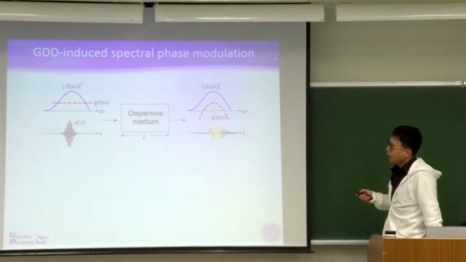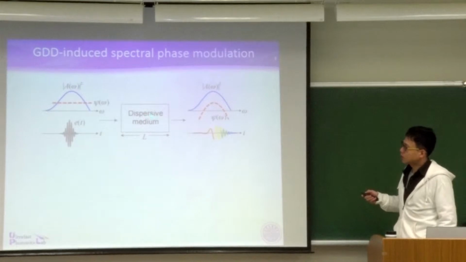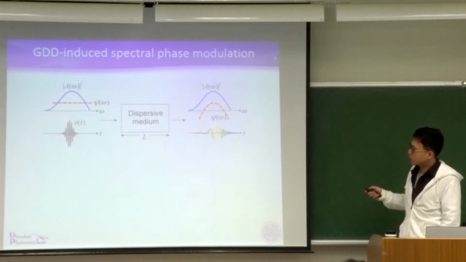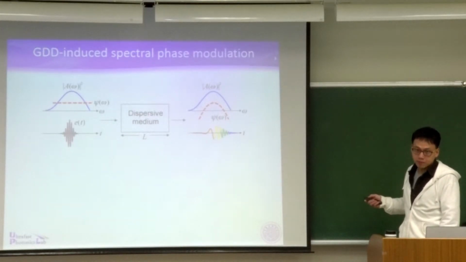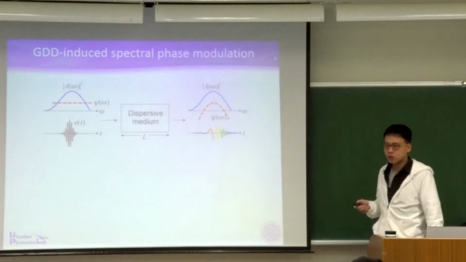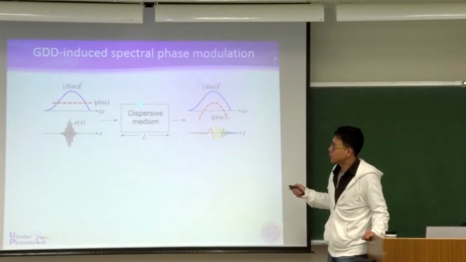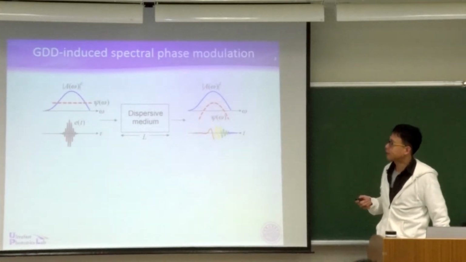After the pulse passes through a dispersive medium, this is the output pulse. We know in the time domain, the pulse will be stretched and becomes chirped. So the fringe density varies with time. In this example, fringe density increases with time. So this is an up-chirped pulse, assuming the medium is normally dispersive.